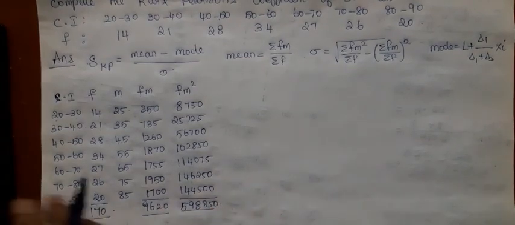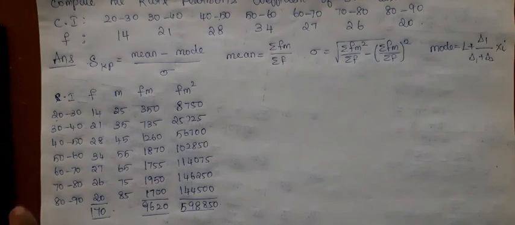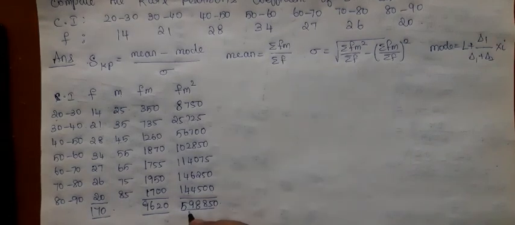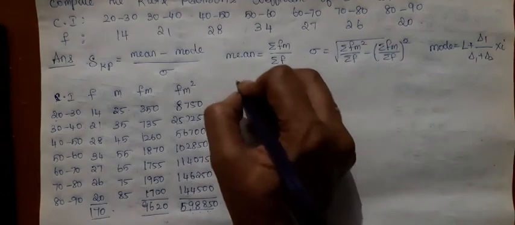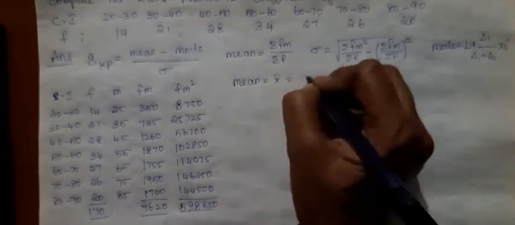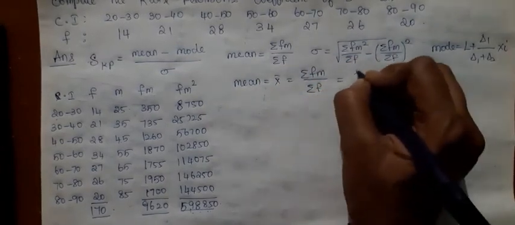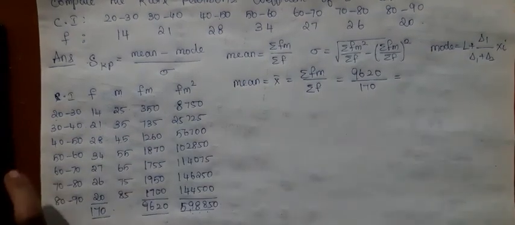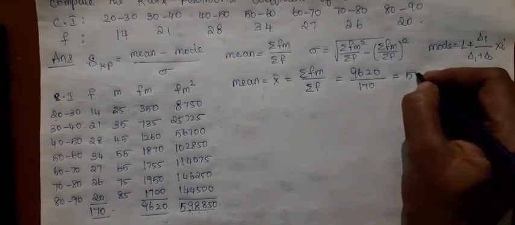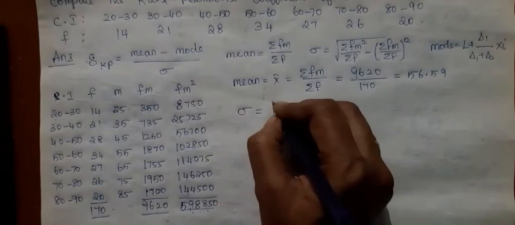5,98,850. Okay, so let us compute mean, that is x bar, summation fm by summation f, 9620 divided by summation f, which is 170, giving 56.59.